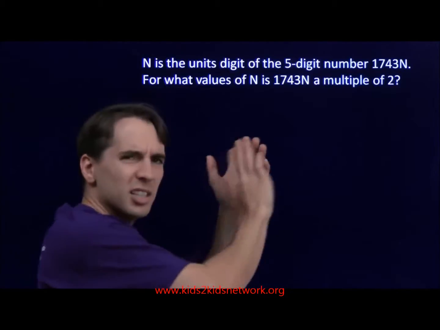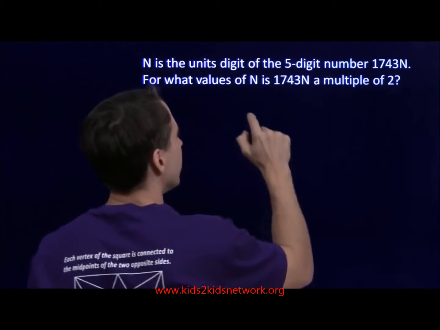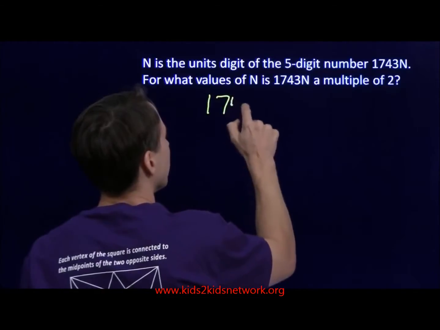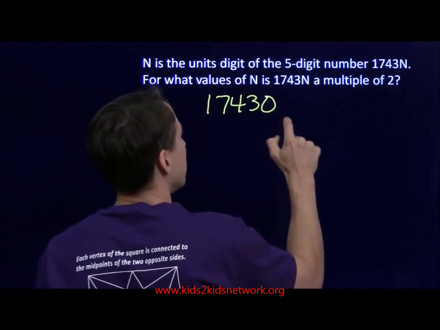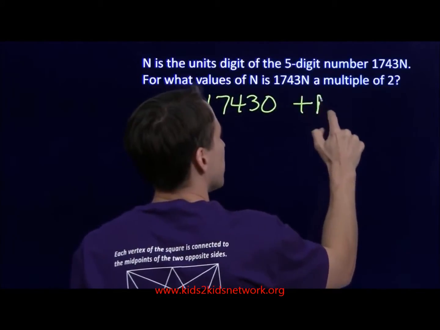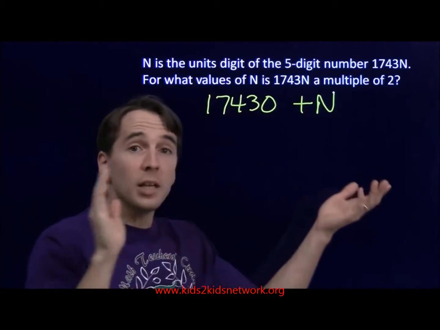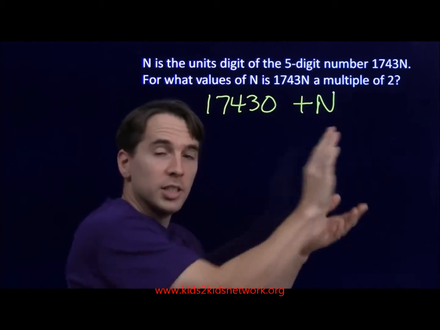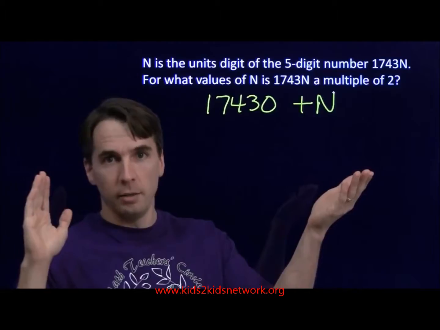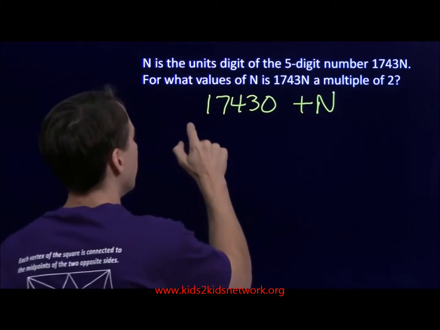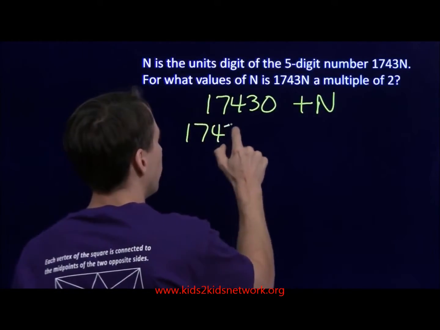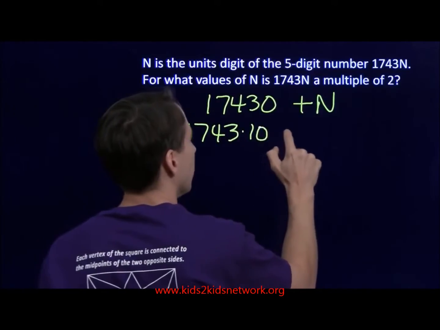To investigate, we're going to separate off the units digit, and we're going to write this as 17,430 plus n. All we're doing here is breaking up the number into the units digit plus some multiple of 10. We can write this as 1743 times 10.